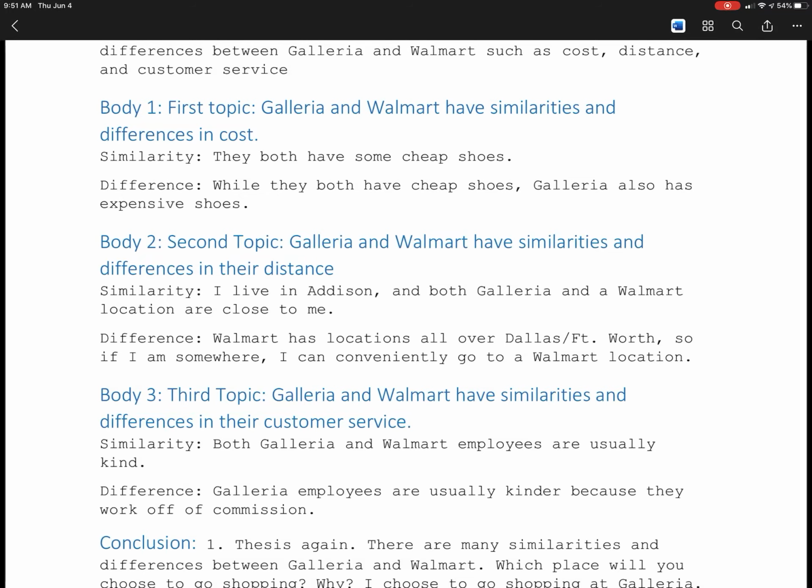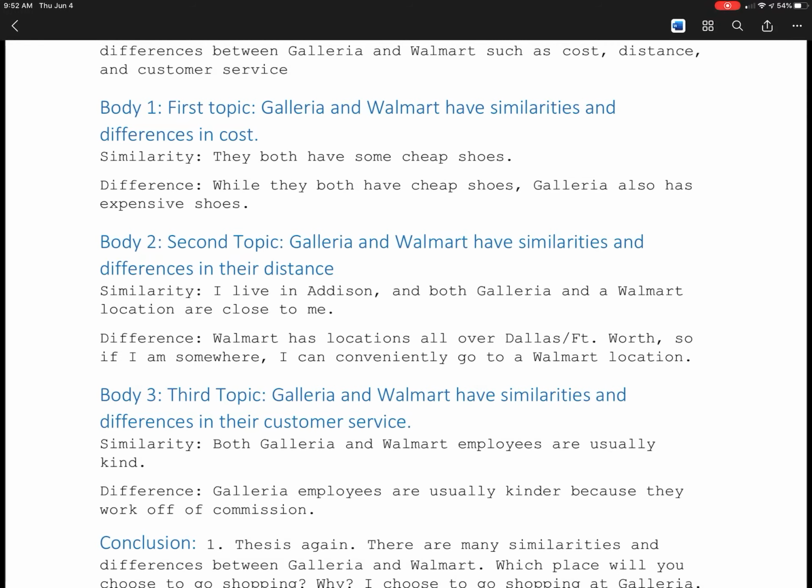My second body is going to be about distance. Galleria and Walmart have similarities and differences in their distance. That'll be my first sentence. After that, again, I need at least 1 similarity, at least 1 difference, and at least 5 sentences or more. So I live in Addison, that is true, and both Galleria and 1 Walmart location are close to me. So really, they're both 5 minutes away. It's not that far. That's the similarity.